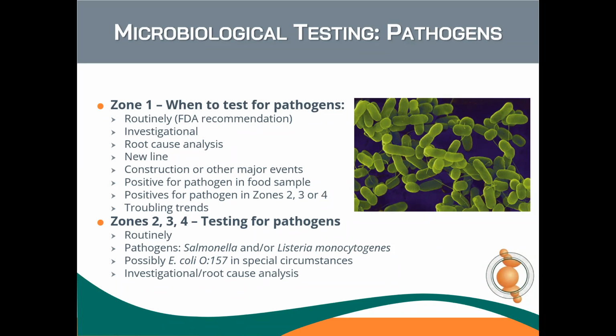We possibly might want to test for E. coli O157 in some special circumstances, like if your facility promotes the growth of O157, or if you're dealing with a food product that is very prone to that contamination, that's when you would want to test for O157. And then, of course, investigationally and for root cause analysis, that is another time that you definitely want to test those zones for your pathogens.